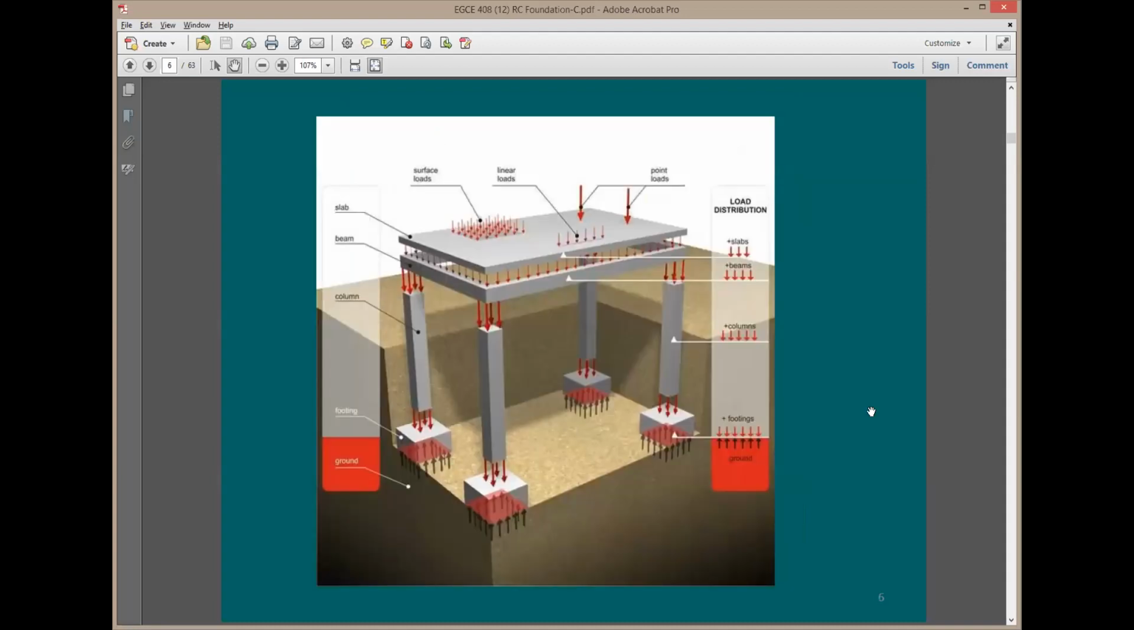Now let's think here about the load path. Where is the load coming from and where does it go to? The load starts here at this slab level. So sometimes you have surface load, like uniform load. Sometimes you have point load. Sometimes you have line load. It depends on the item that you're trying to support. This slab here is supported on 4 edges with beams.